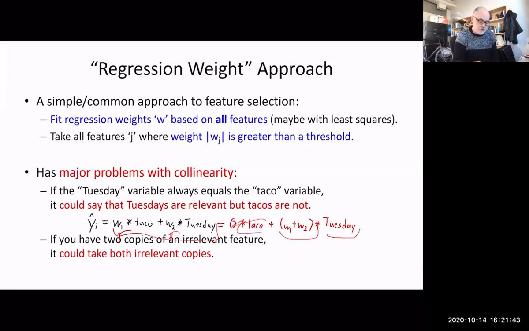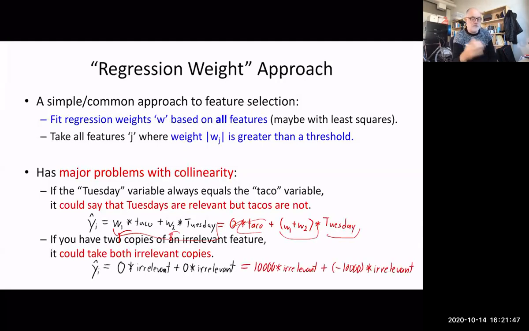And worse yet, if you have two copies of an irrelevant feature, it could make both irrelevant copies relevant, right? Because this model, if it's a perfectly collinear feature, is the same as this model. These two very large weights cancel out in the end, and who knows, maybe that's what your gradient descent procedure would arrive at. This is one of the equivalent global minima.